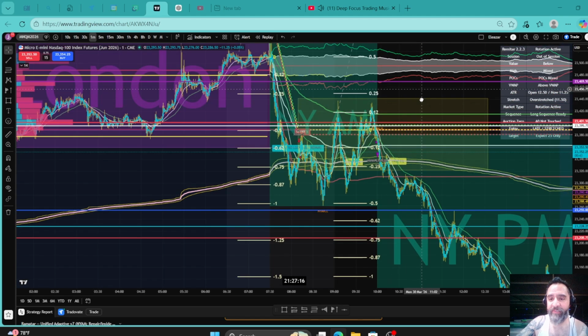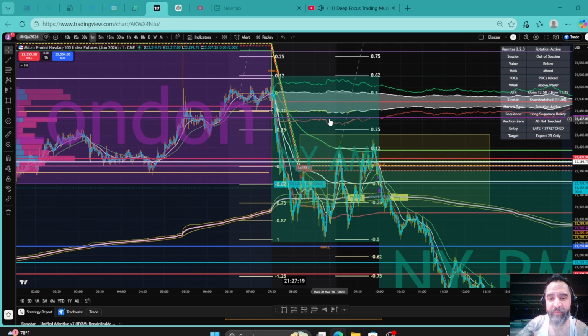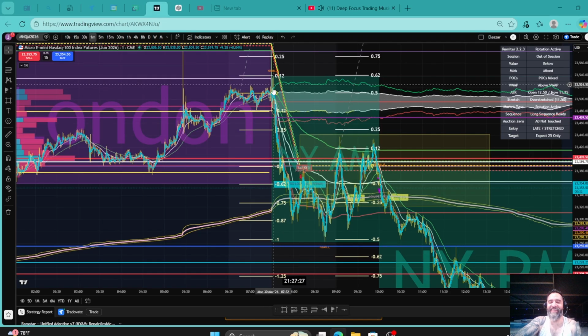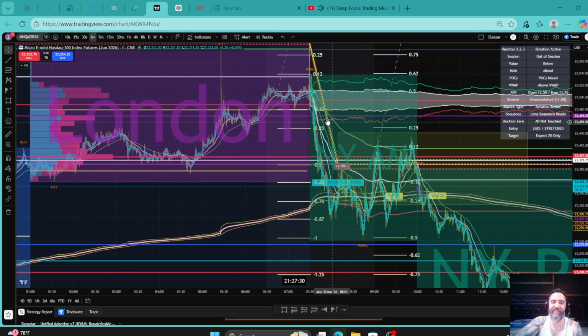And guys, I'm also going to show you here this other one that I had, Remitar 2.2A or 3, I can't remember. This actually tells me this is a no trade zone. And what did I learn? Well, once price actually got out of this here, I could have taken this trade here. So guys, this is what I'm learning right now.